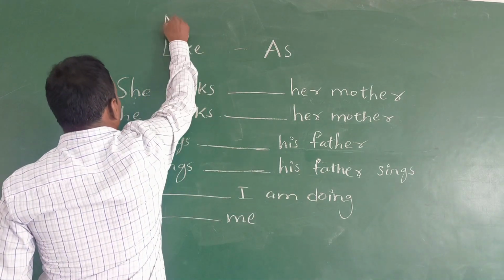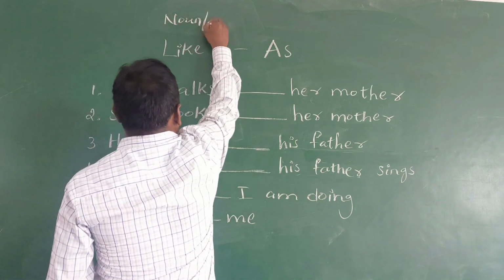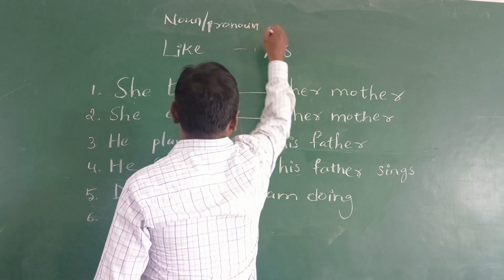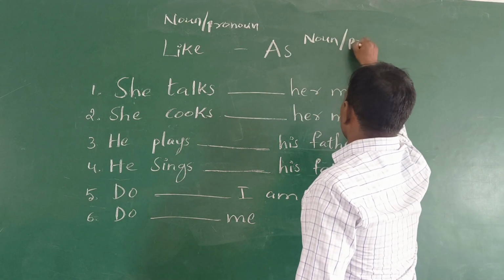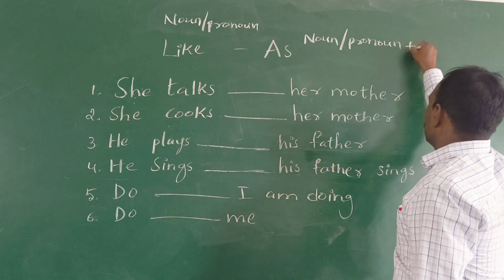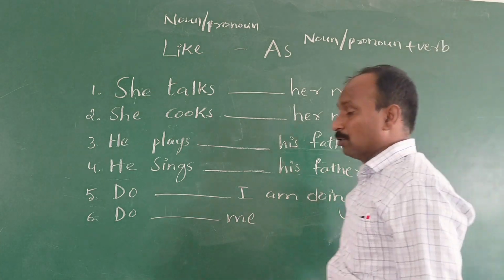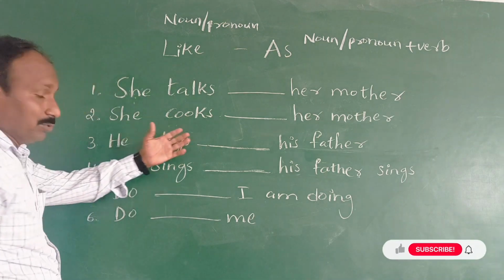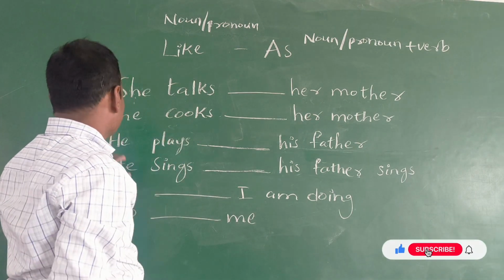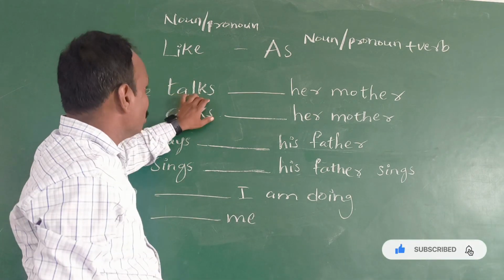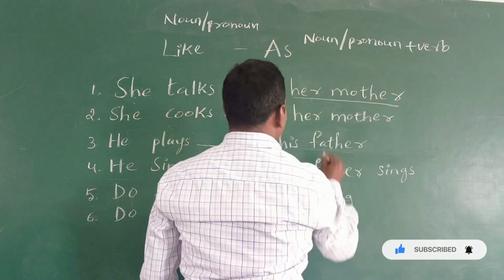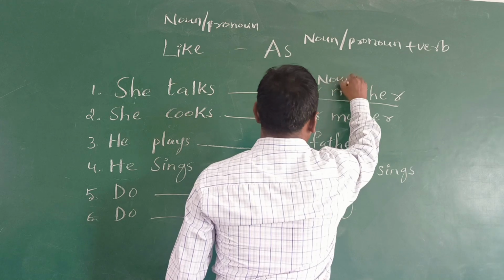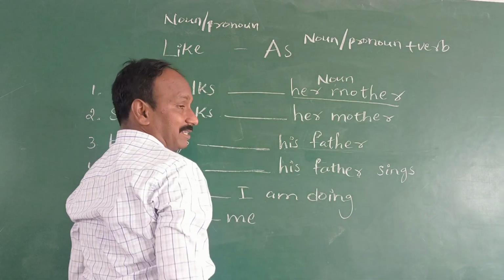Like is always followed by a noun or pronoun, whereas as is followed by a noun or pronoun plus verb. So this one we have to remember, and then we can do all these exercises easily. So she talks dash her mother. So now we have to understand here her mother is the noun here. So before noun we have to use like.